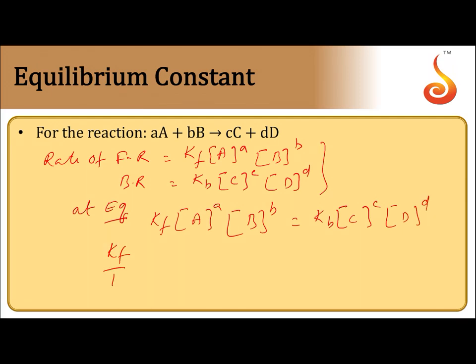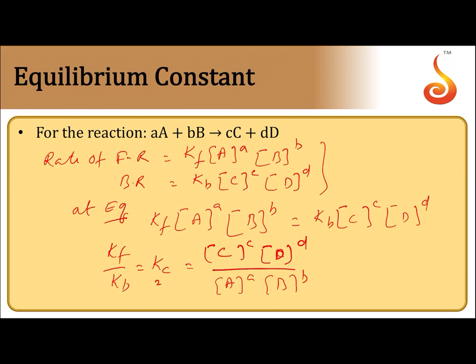Now when you divide Kf by Kb, both are constants, so we are going to get some other constant. Let us take it as Kc, which is called the equilibrium constant, which becomes equal to C to the power of c and D to the power of d divided by A to the power of a and B to the power of b. So this is called the equilibrium constant Kc. It can be defined as the ratio of the forward reaction rate constant to the backward reaction rate constant.